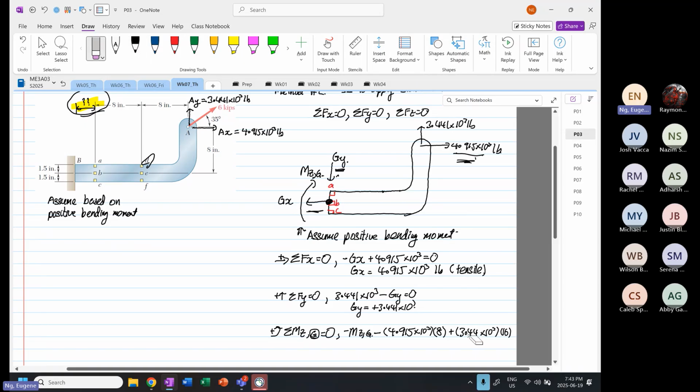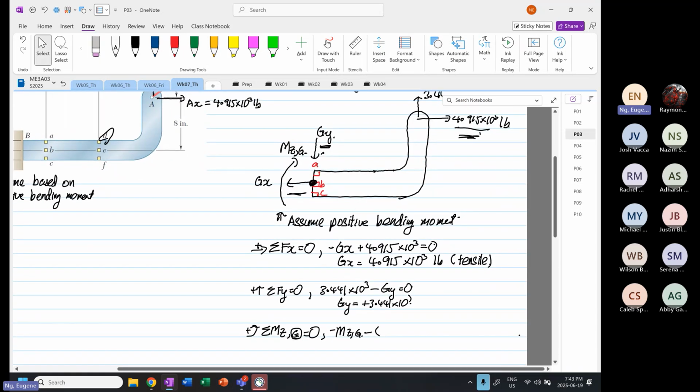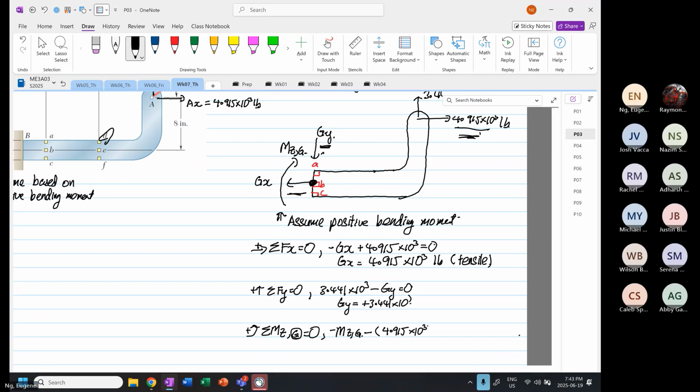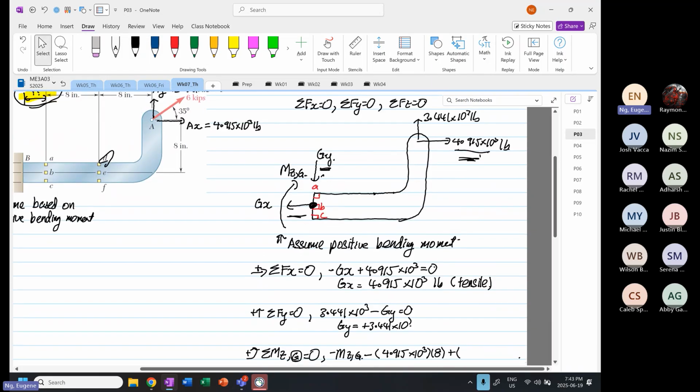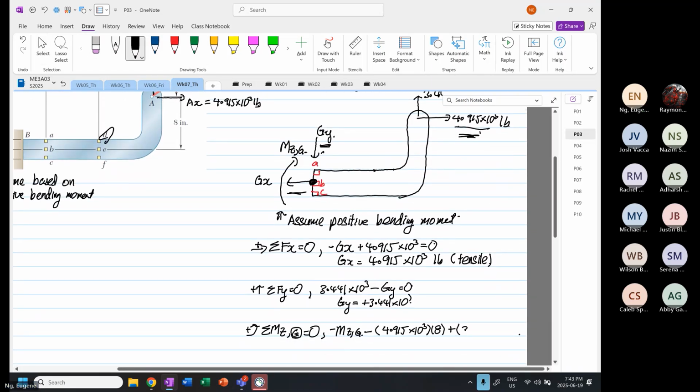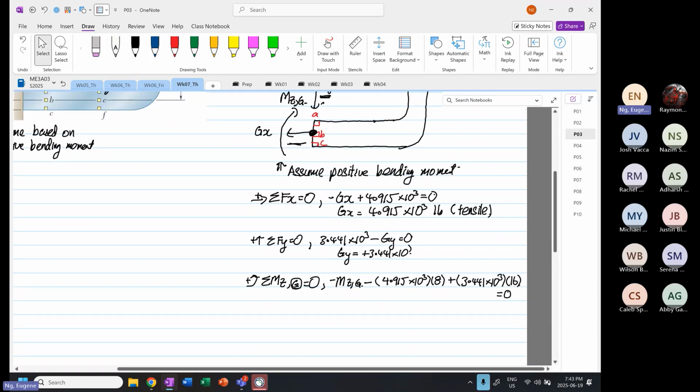16. Okay, let me write clearer. I'm like scribbling, which I don't like. I do apologize. Okay, so 4.915 times 10 to the power 3 multiplied by 8, and then plus 3.441 times 10 to the power 3 multiplied by 16. The whole thing will be equal to 0.